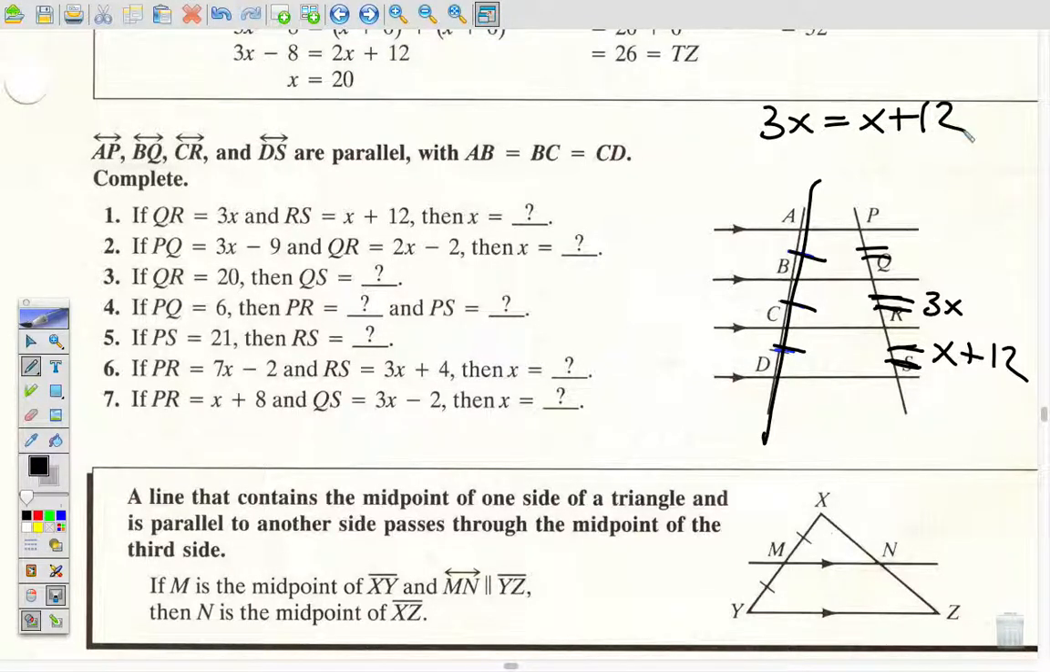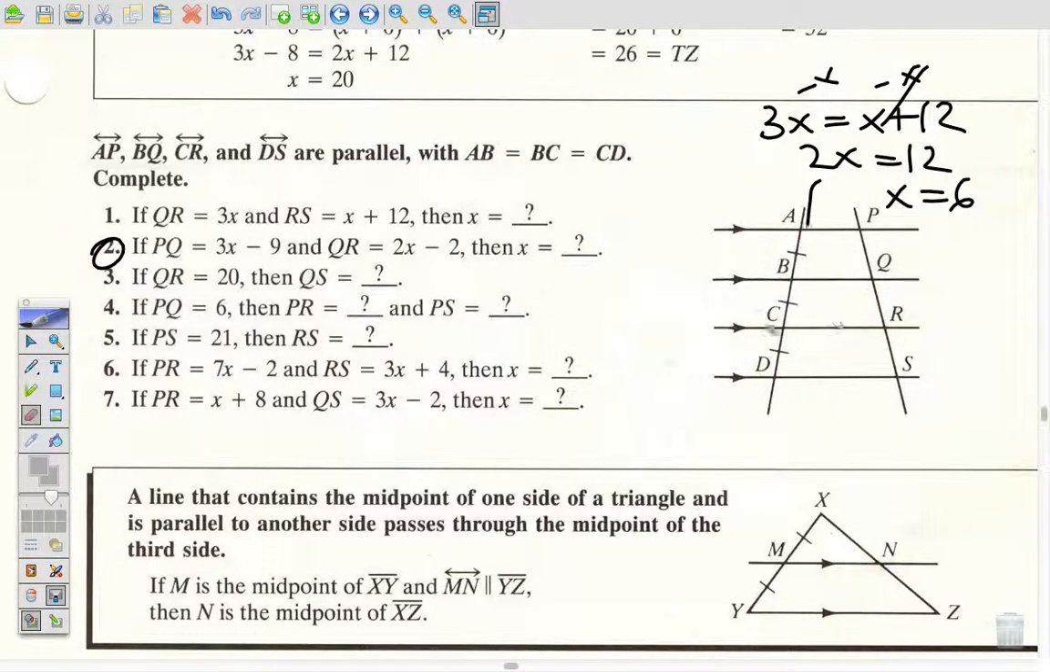We get all the x's on one side. I can subtract x, and I get 2x equals 12. And then divide by 2, and x is equal to 6. And that's kind of where they're going with this. Now, with the rest of the problems here, they have variations of this. Let's just set up one more. Let's go to number 2.